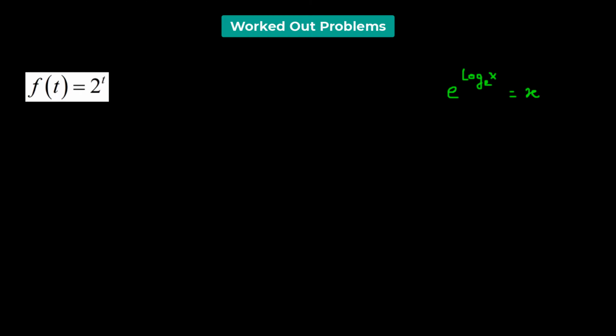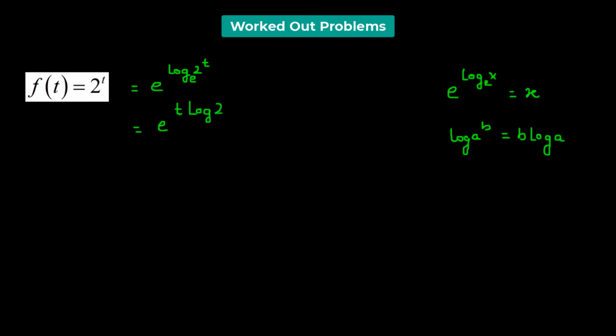So that means 2 raised to the power of t can be written as e raised to the power of log of 2 raised to the power of t to the base of e. So that gives us e raised to the power of, and we are again using the property that log of a raised to the power of b is equal to b times log of a. So we have e raised to the power of t times log of 2 to the base e.